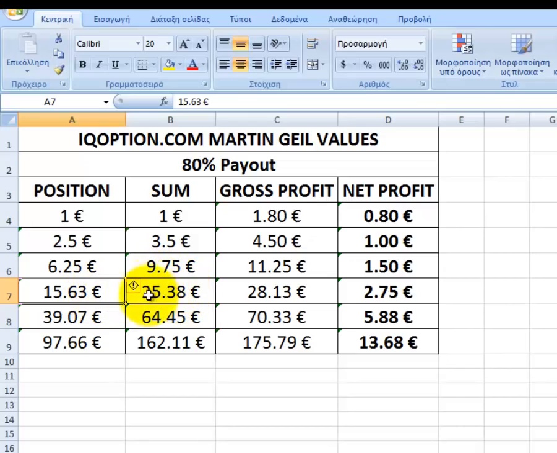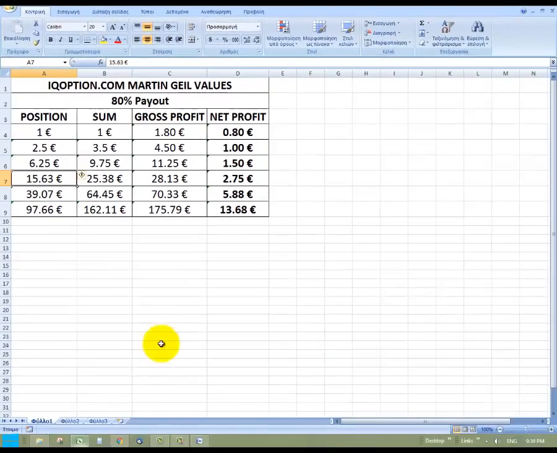Then our overall investment is €25.38 and our gross profit is €28.13, so our net profit is €2.75. Let us see this strategy in action.